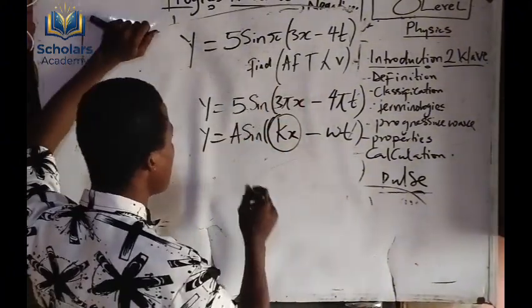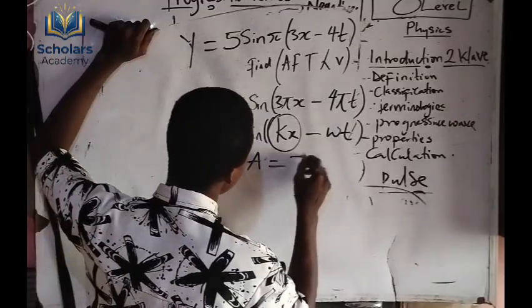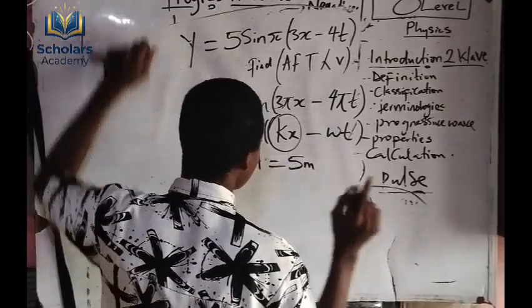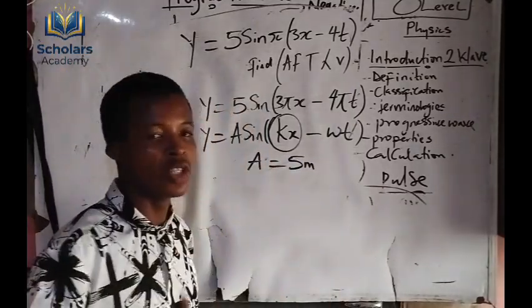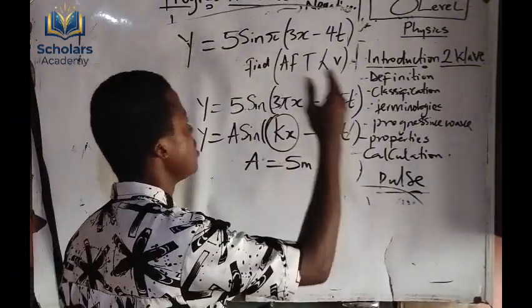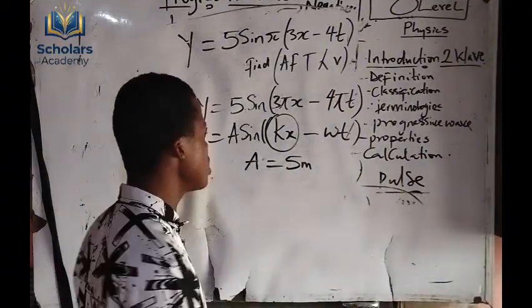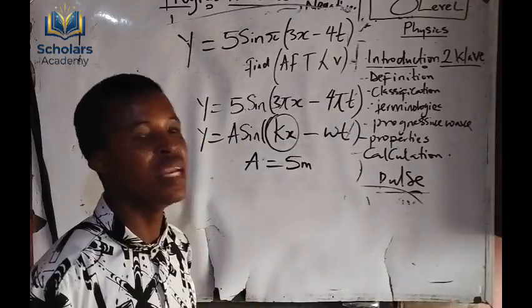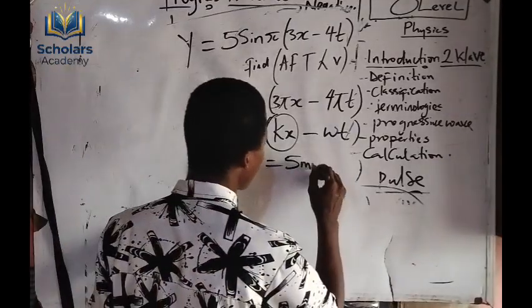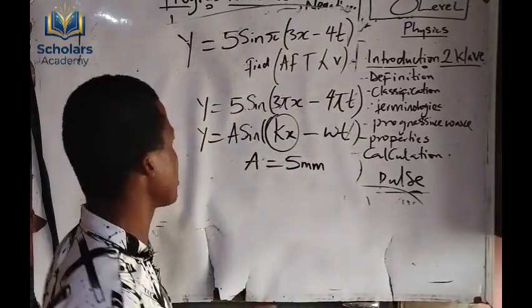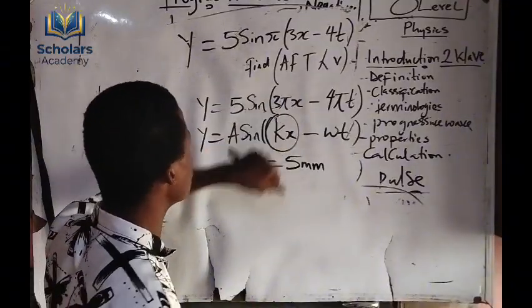The amplitude. For the amplitude, that's actually 5 meters. Another thing you need to consider is the unit you will give. If they tell you the displacement is in meters, the amplitude, you need to consider that. So in this question, I think the amplitude is in millimeters. So A equals 5 millimeters. That's it.